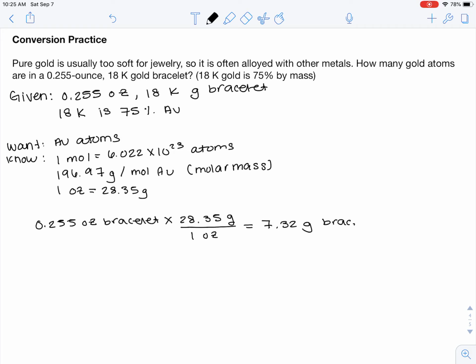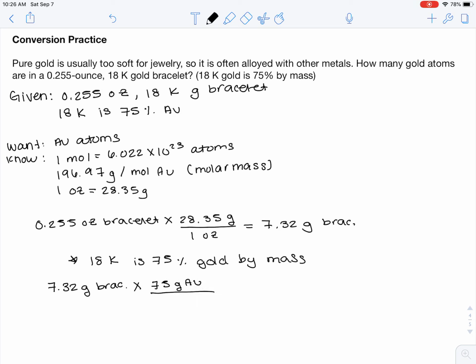All right. So I already know that I have in the 18 karat bracelet is 75% gold by mass. So now I know how much mass I have of the bracelet, 7.32 grams, and I want to figure out how much gold. So I take my 7.32 grams of the bracelet, multiply it by the percent mass. So if the total is 75%, you can always assume it's over 100 grams. So 75 grams gold over 100 grams of the bracelet.